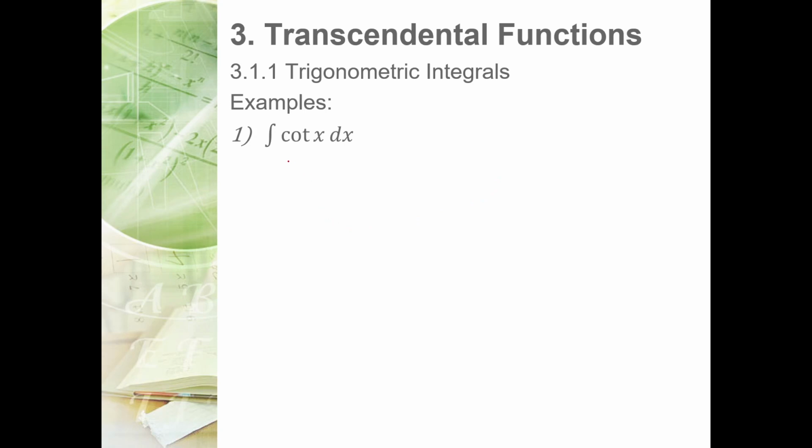We have the integral of cotangent x dx. As per formula, we can already answer this one directly. But for example, you forgot the specific formula for this integral, you may break it down even further. Cotangent, as we know, is cosine x over sine x, right? So you may break it down into this format. You're going to have the integral of cosine x over sine x dx.